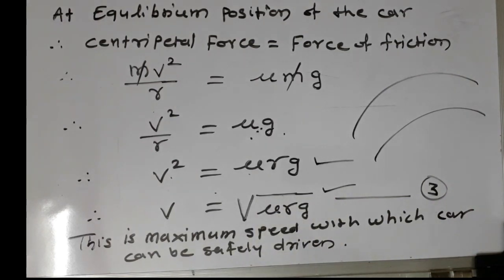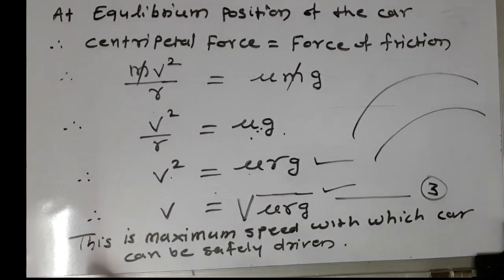And if you are asked what is meant by the banking of road, then when the outer edge of the road is raised higher than the inner edge, this is nothing but the banking of road. Or what is the necessity of the banking of road? Then you have to give examples. In the rainy season, the roads are wet, or sometimes oil leaks from moving vehicles. Then these vehicles can slip, and it can cause an accident.